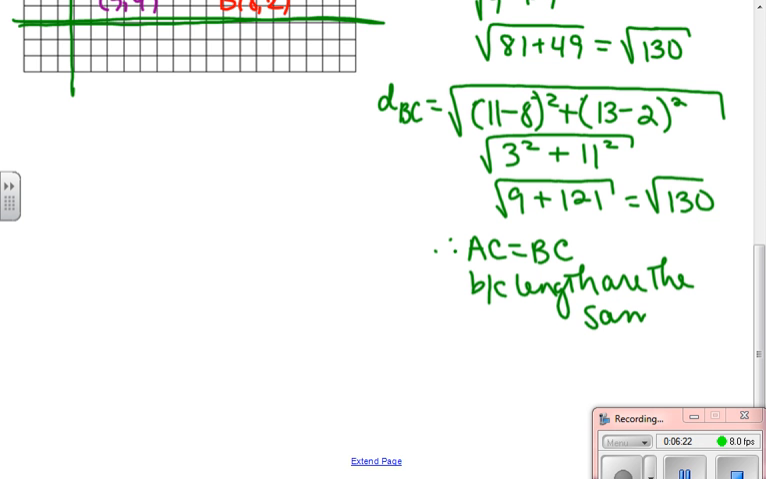So the work and this final conclusion are what's very important in coordinate geometry. Good luck with your homework.